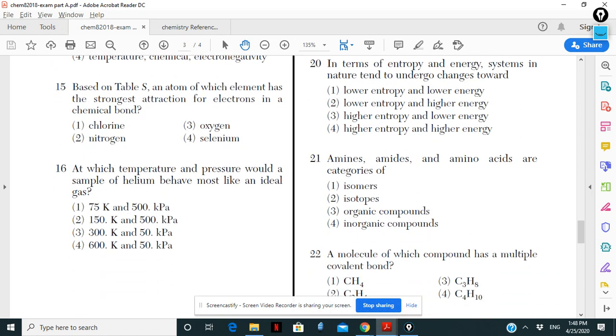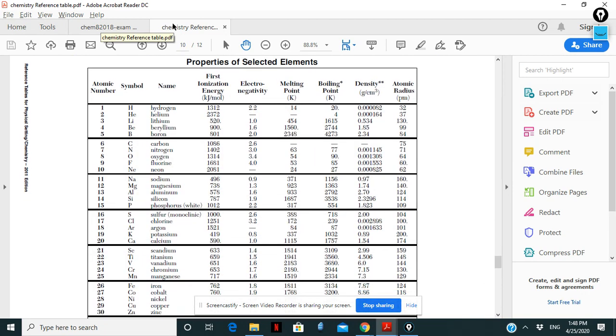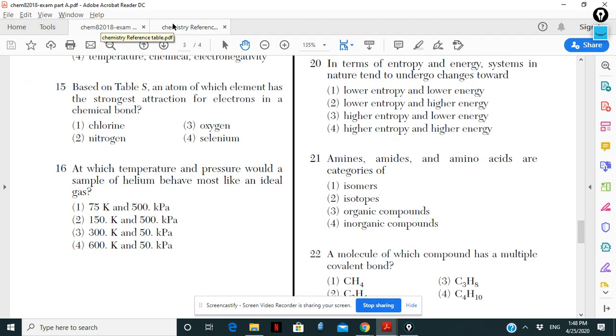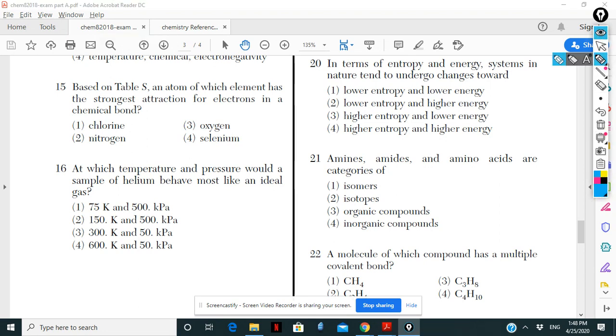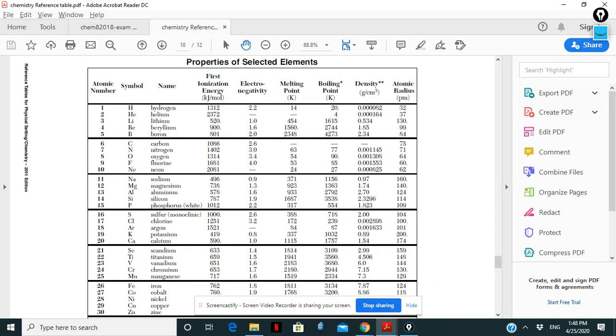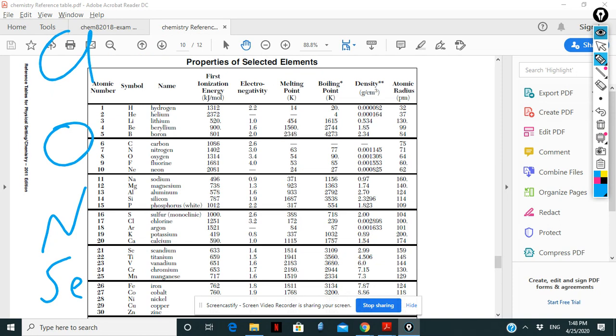Question number 15, based on table S. Here's table S. Which element has the strongest attraction force on an electrochemical bond? That question is asking you about the electronegativity. So we have here chlorine, oxygen, nitrogen, selenium. For oxygen, the electronegativity is 3.4.